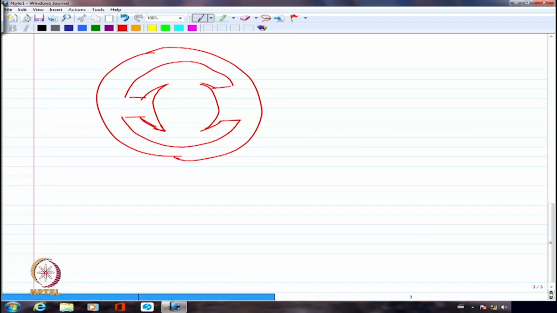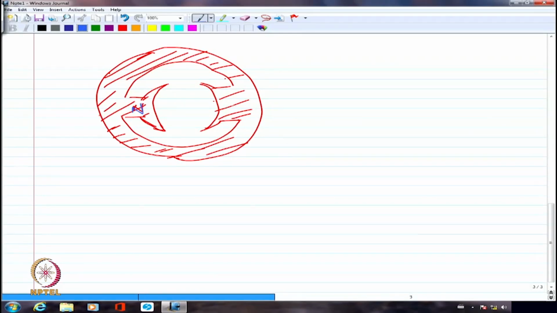Are you getting my point? So, this is the magnet. So, this portion is all made up of iron basically. Are you getting my point? All the shaded regions are made up of iron, right? So, I am going to have north pole here.